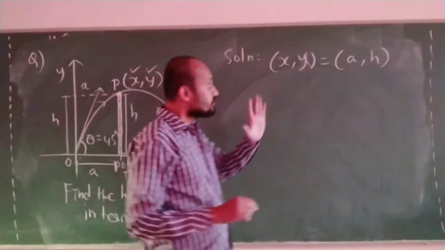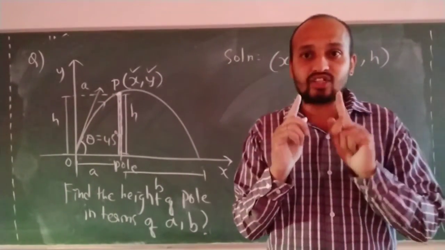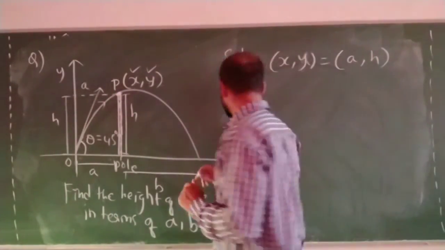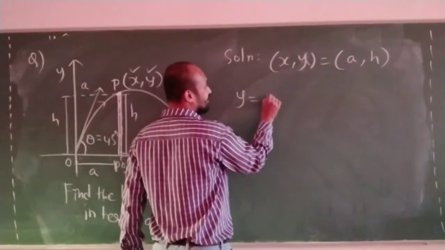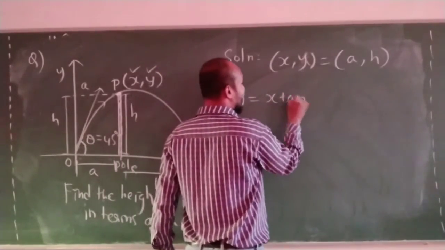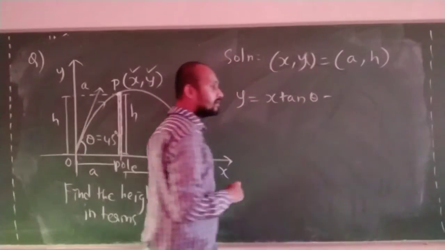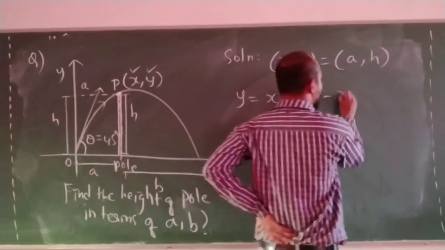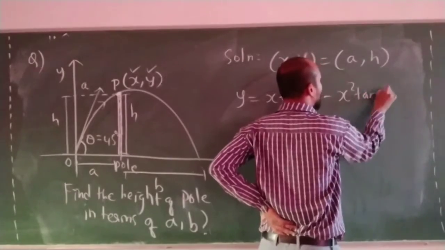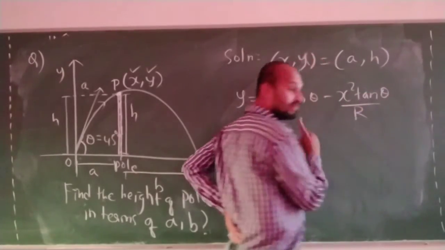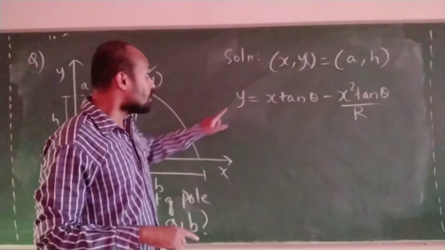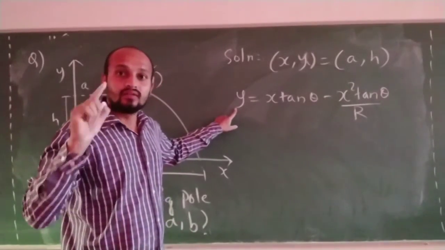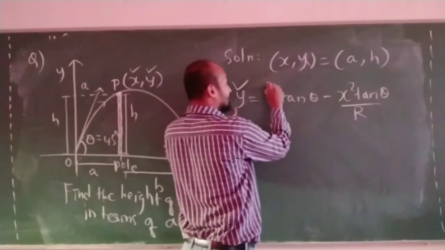You have learned the equation of trajectory motion. What is that? y is equal to x tan theta minus x square tan theta divided by r. Equation of trajectory. What will this equation tell you? This equation will tell you the relation between y and x.